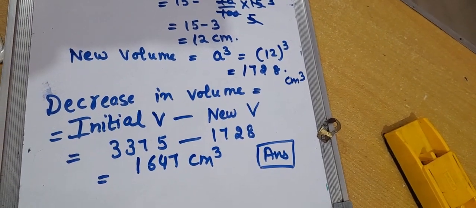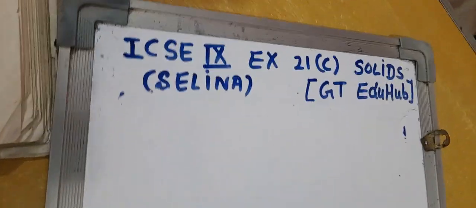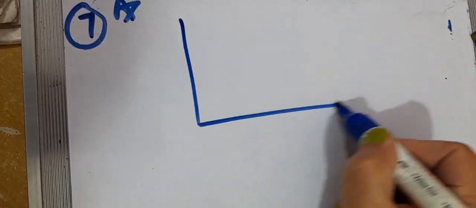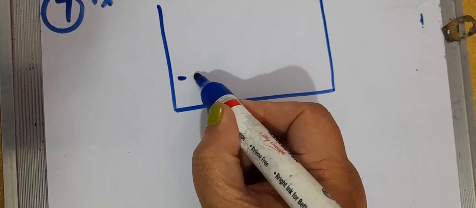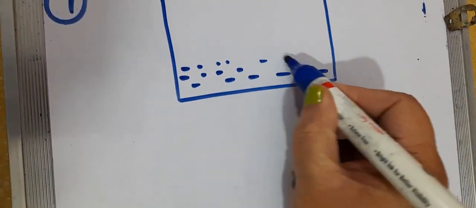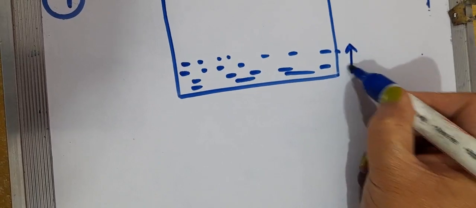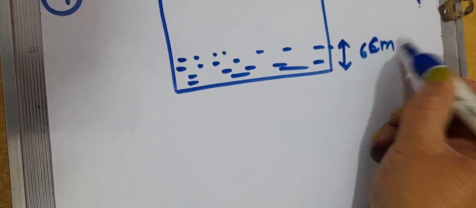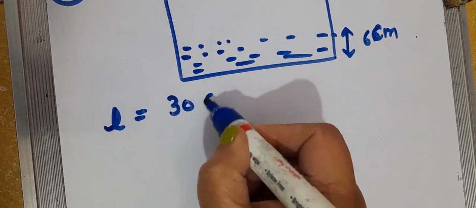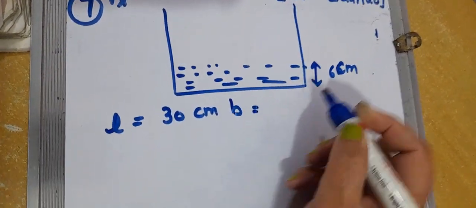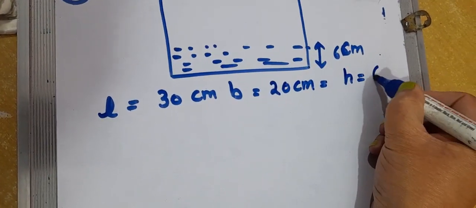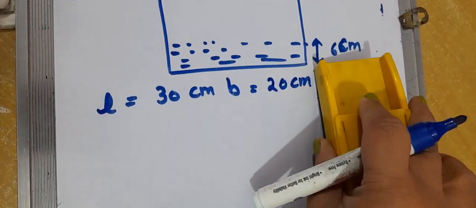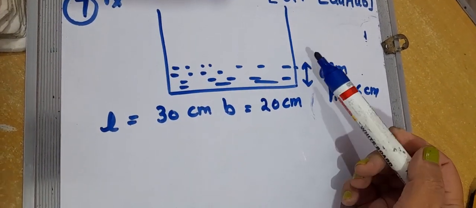Now let's move on to question number 7, which is very important. We are given a rectangular tank whose length, breadth and height are 30, 20 and 12, and it contains water up to a depth of 6 centimeters. So we will take length 30 centimeter, breadth 20 centimeter, and the height of the water level will be 6, not 12, because the tank is not full. It contains water only up to 6 centimeter.